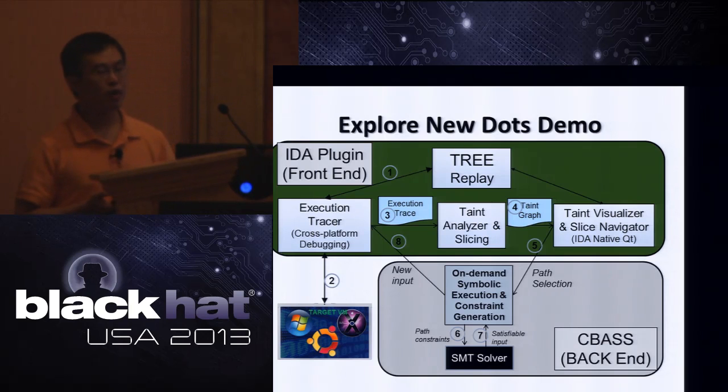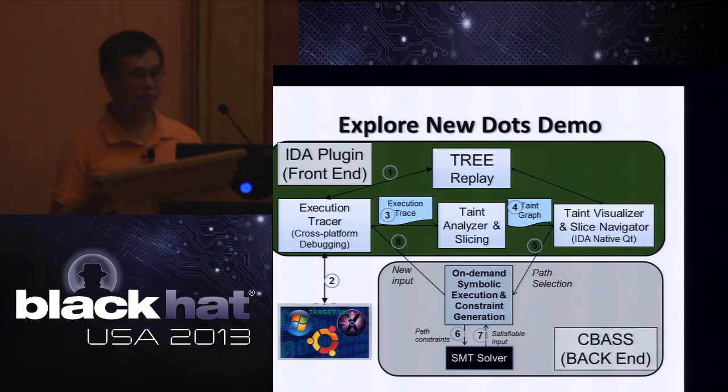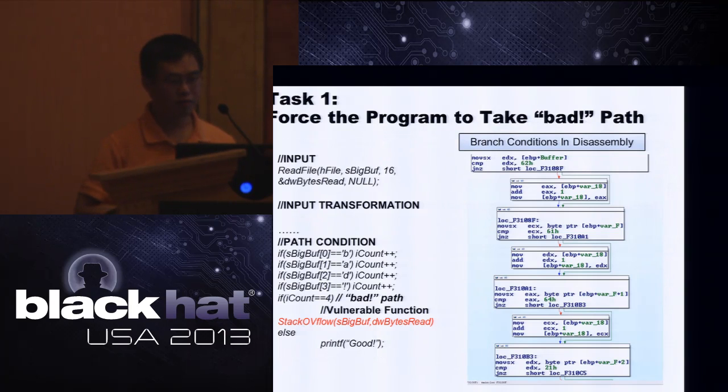Later, we're going to show a demo to see the steps needed for TREE and CBASS to get your branch conditions solved. But you can see there are quite a few steps involved. So before I dive into the demo, we can show a few things to help you get started. The goal here is to force the program to take the bad path. As you can see, there are 4 key branch conditions. They all need to take true.